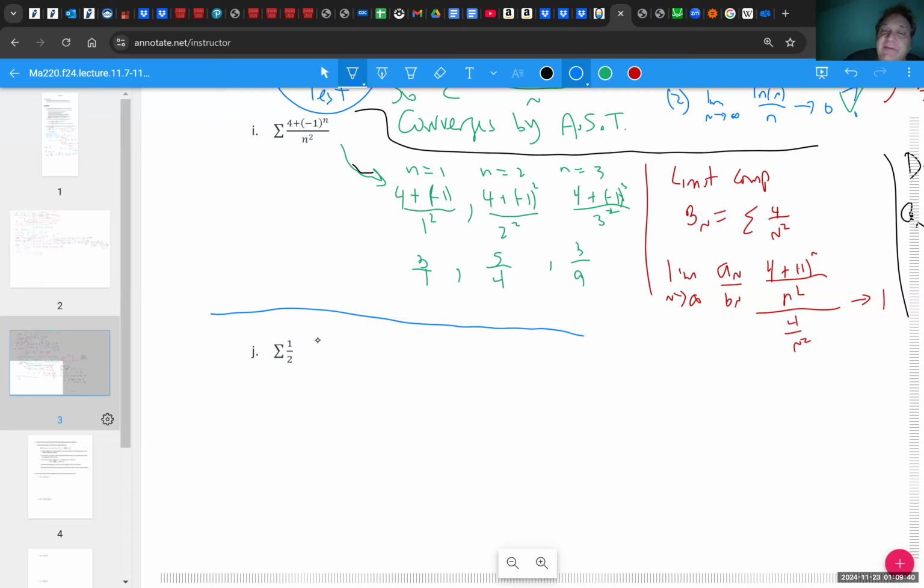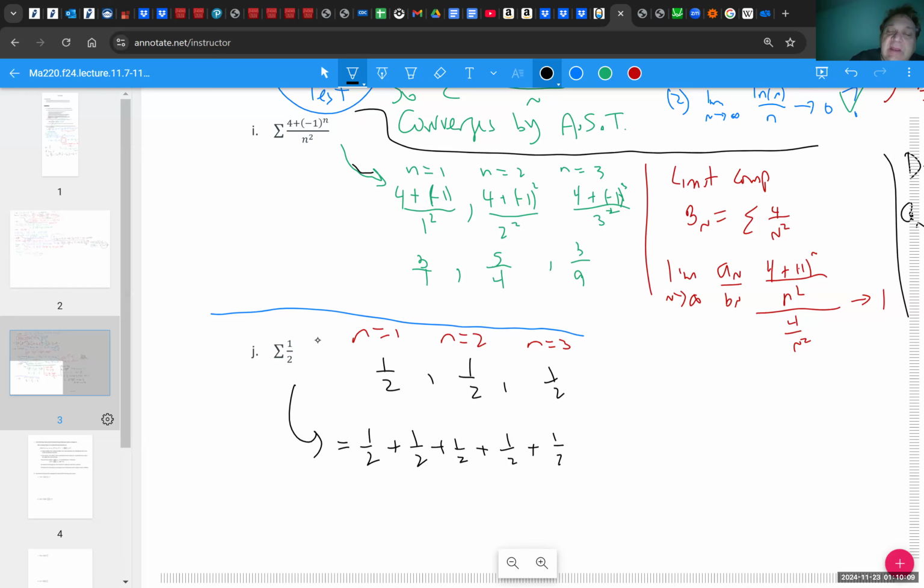If I want to write out the terms, which I like doing, n equals 1, n equals 2, n equals 3, right? The first term is 1/2 because there's no n's in there. The second one is 1/2. Next one is 1/2. So all the terms in the sequence are 1/2, 1/2, 1/2, and a series adds them together. So the series of 1/2 is equal to 1/2 plus 1/2 plus 1/2. Remember, a series adds up all the terms together.